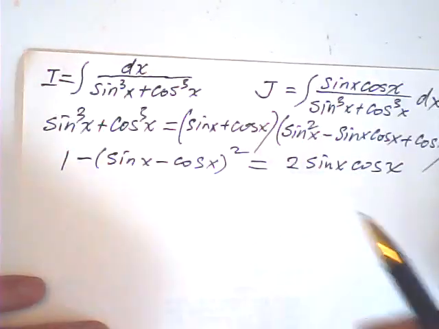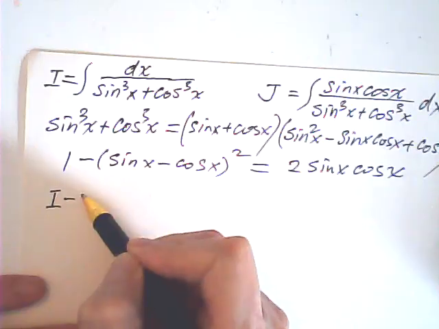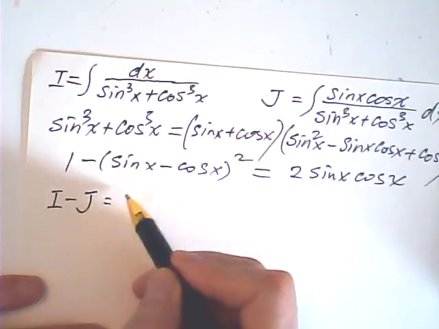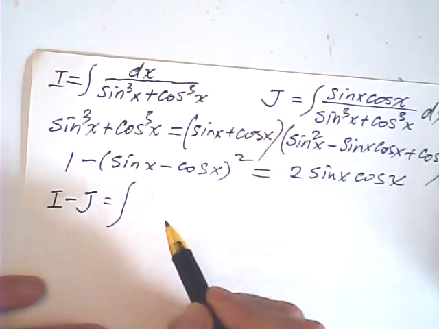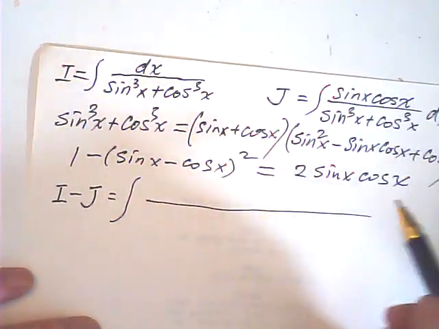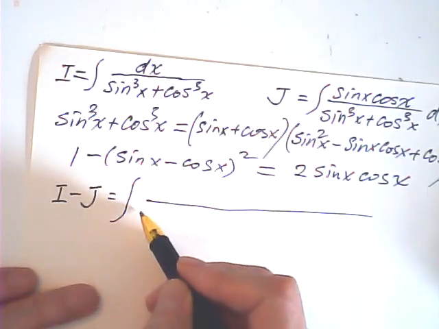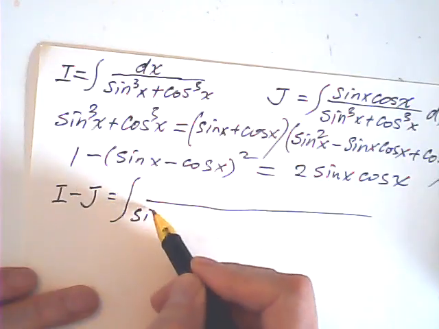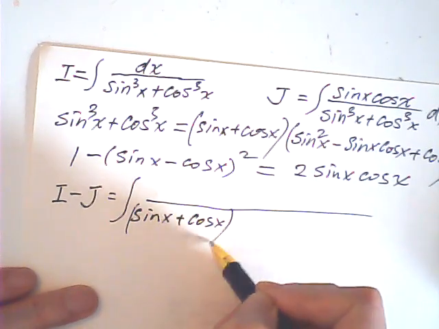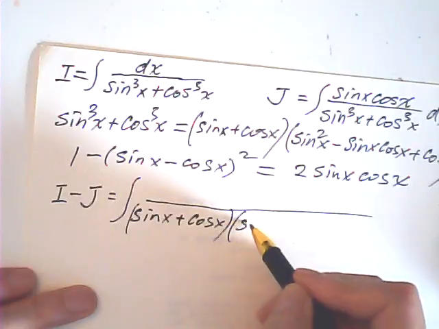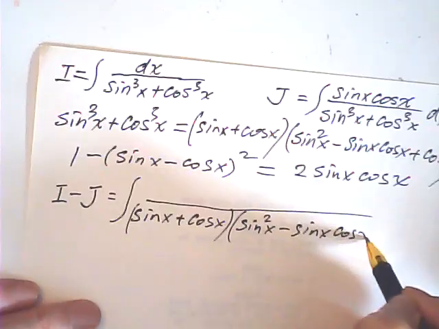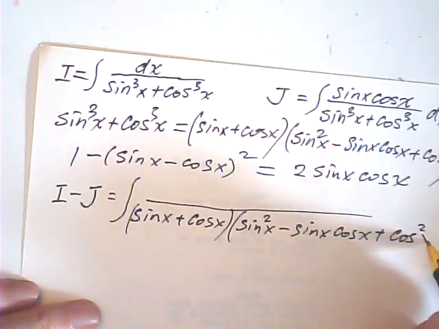Now then, I create I minus J. I minus J will be equal to integral. Well, it's a long fraction. So the denominator will be sine x plus cosine x multiplied by sine square x minus sine cosine plus cosine square x.